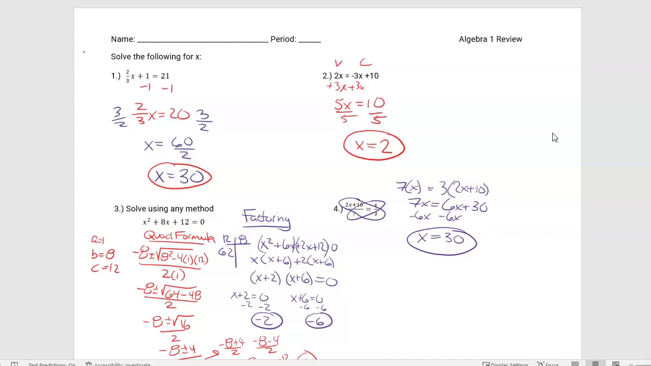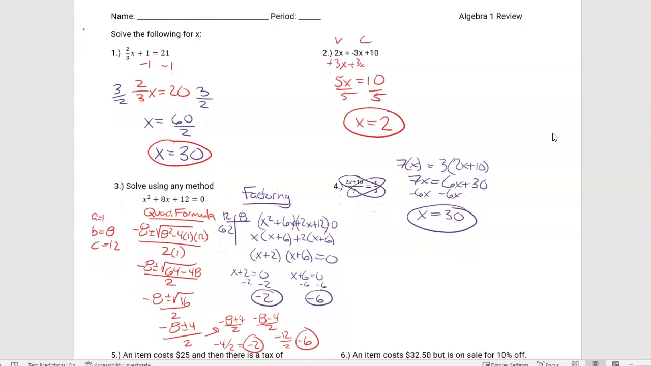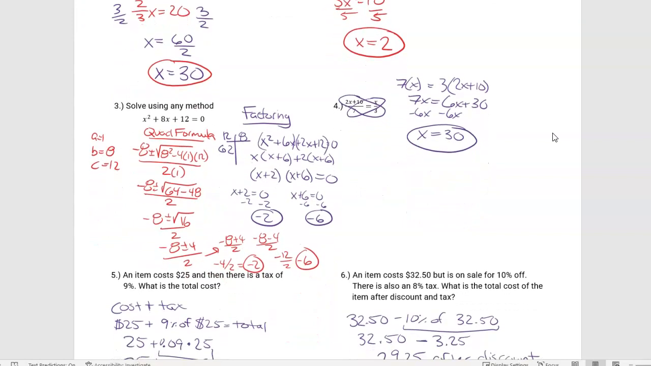So you can see I added 3x to both sides and then I divided by 5 to get x equals 2. Always remember what you're doing when you're solving an equation. You're trying to figure out the value of x that would make this equation true, and that would be the number.